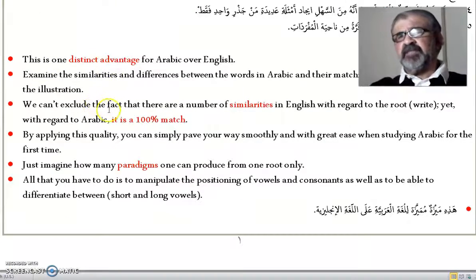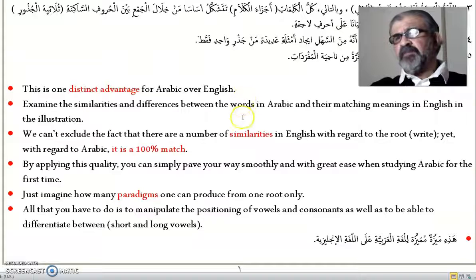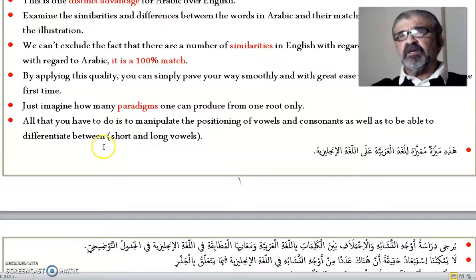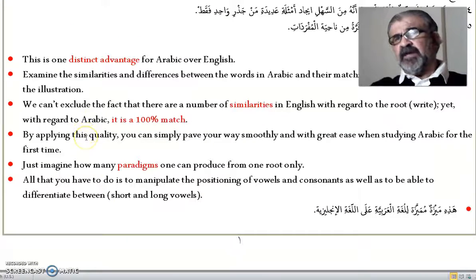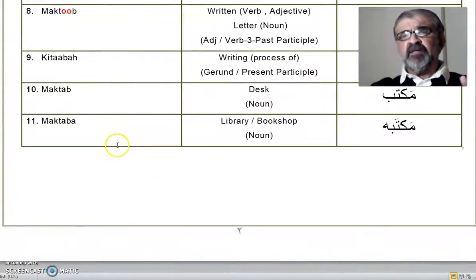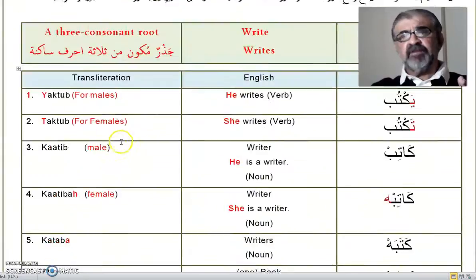Now we're going to examine the similarities and differences between the words in Arabic and their matching meanings in English in this illustration. We cannot exclude the fact that there are a number of similarities in English with regard to the root. Yet with regard to Arabic, it's a 100% match. See how many paradigms I have come up with? 11.